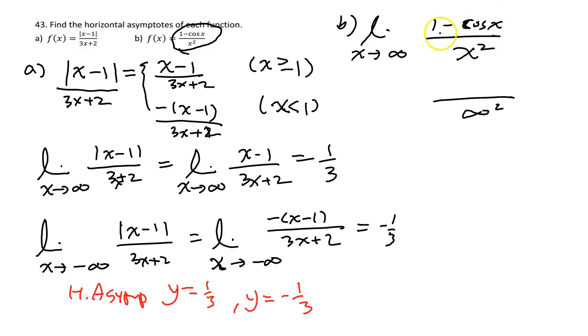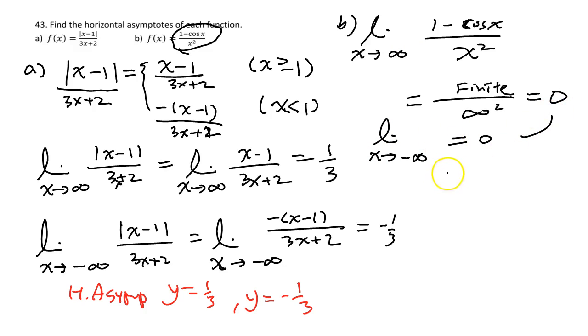So this numerator can never be bigger than 2 or less than 0. So it's just some finite number on top, whereas the denominator is very large. So this limit will be 0. Okay, that also happens for the limit as x goes to negative infinity. So in both cases, we know that the horizontal asymptote is y equals 0.